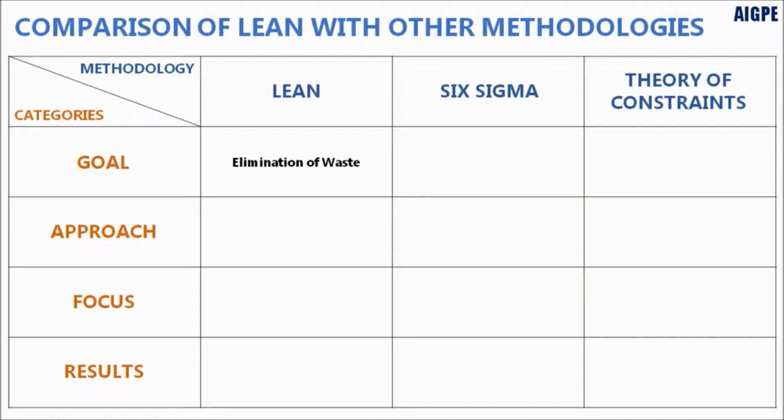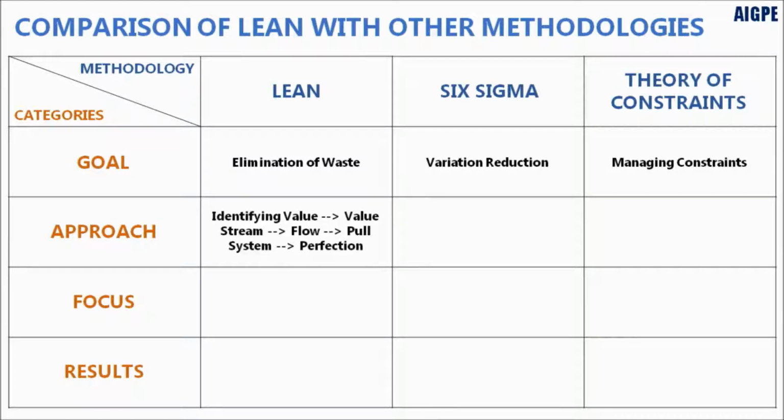Six Sigma is focused on variation reduction, and theory of constraints is focused on managing constraints. Now let's talk about approach. The approach of lean methodology is that it begins with identifying value. Then it identifies the value stream. Then the flow, strives to implement a pull system, and finally focuses on perfection.